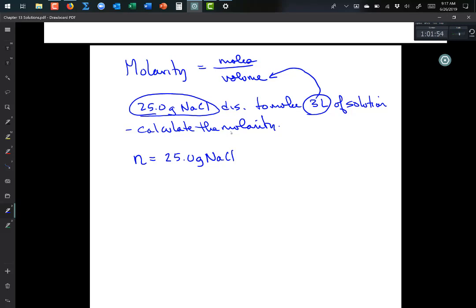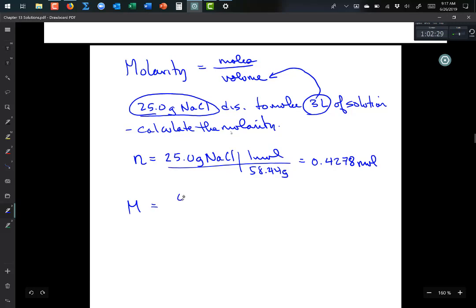You get it? What's the molar mass? 58? I'll use 58.44. So 58.44 grams is 1 mole. And so that comes out to be 25 divided by 58.44, 0.4278 moles. And then my molarity will be 0.4278 moles divided by the volume of solution, so 3 liters. That comes out to be 0.142 molar, or 0.143, I'll round it correctly, actually.